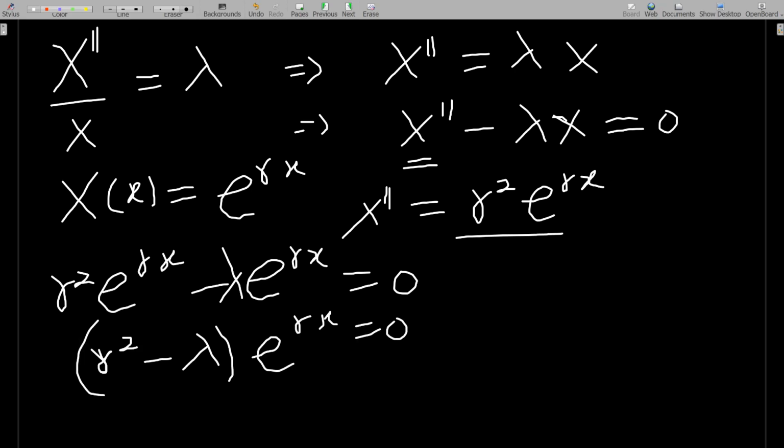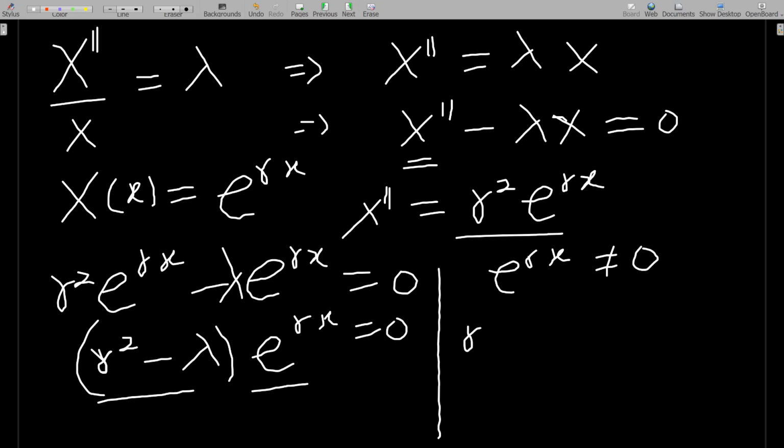Now e to the power rx is a function, so it can be 0. We have a product of this and this equals 0. It means either one of them will be 0. But note that e to the power rx will never be 0. If it is 0, then we have a trivial solution. That's not what we want. So it means r squared minus lambda is actually equal to 0. This will show that r squared is equal to lambda, and that r, that is r1,2, we have a square root, so it's plus or minus square root of lambda.